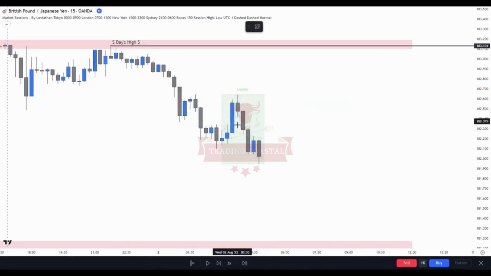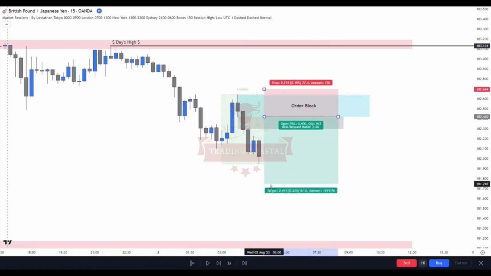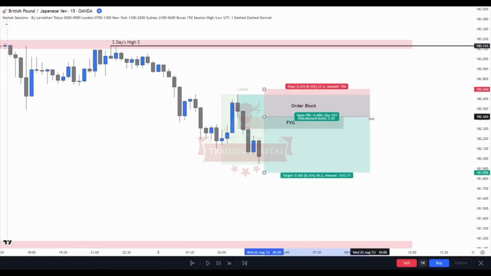Once again, we have clean fair value gaps, a break of structure, and another bearish order block. So let's place another sell limit since we still have time before the London Killzone ends.